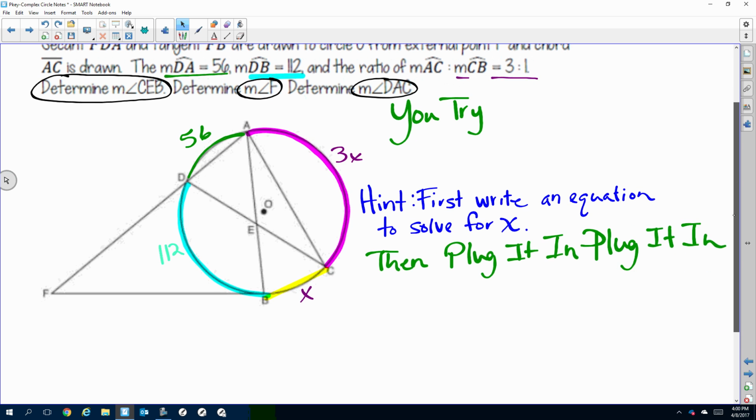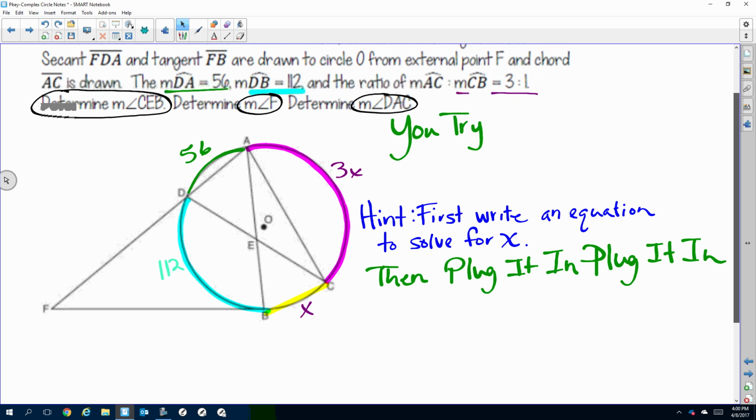So I underlined the key information and I went ahead and labeled. I knew we had some tangents and some secants. I knew I had the arc of DA, 56, which I put in green. The arc of DB was 112, which I put in light blue. And I know there's a ratio of arc AC to CB of 3 to 1. So AC is a bigger arc than BC. This is 3 to 1, so I changed that to 3x to x.